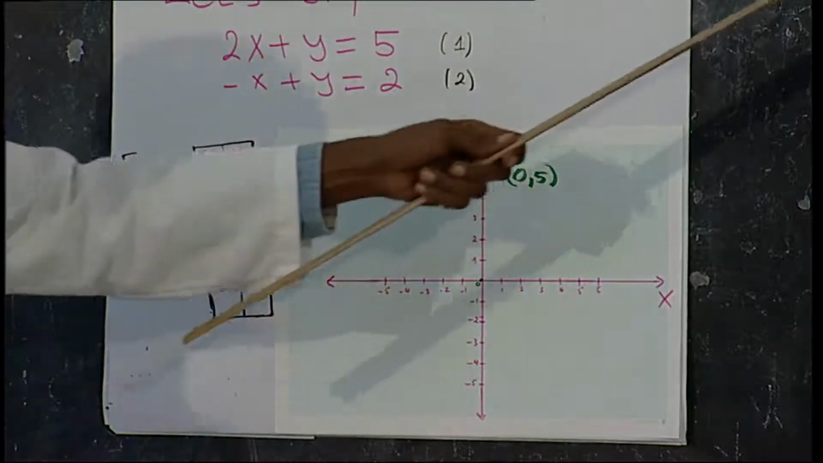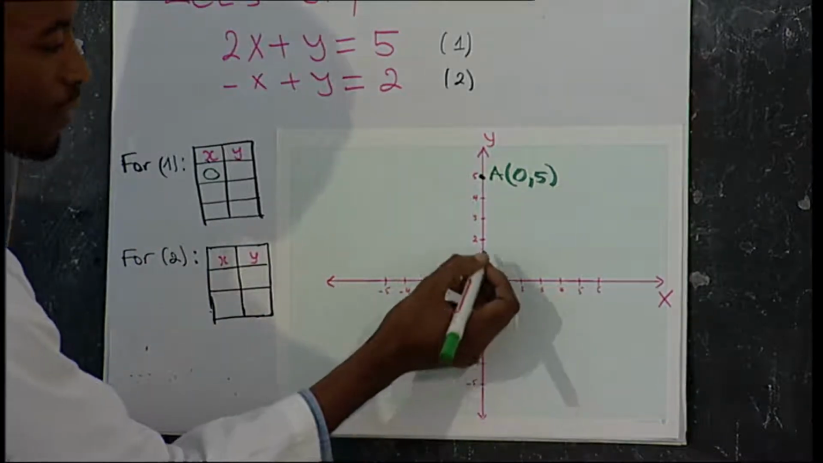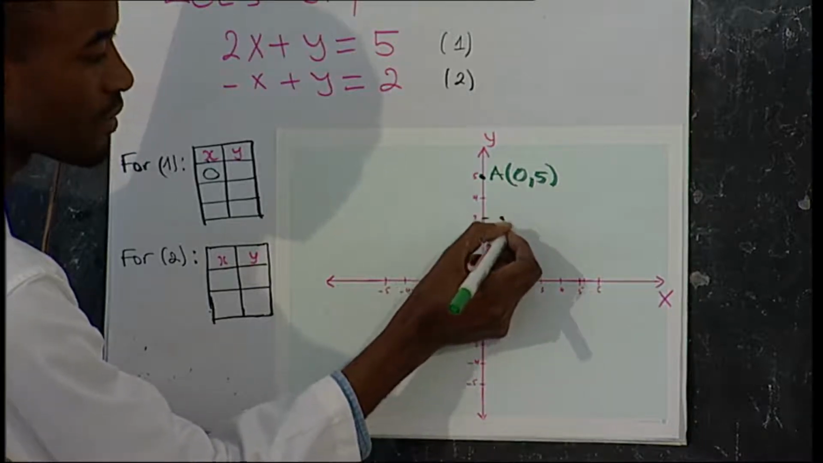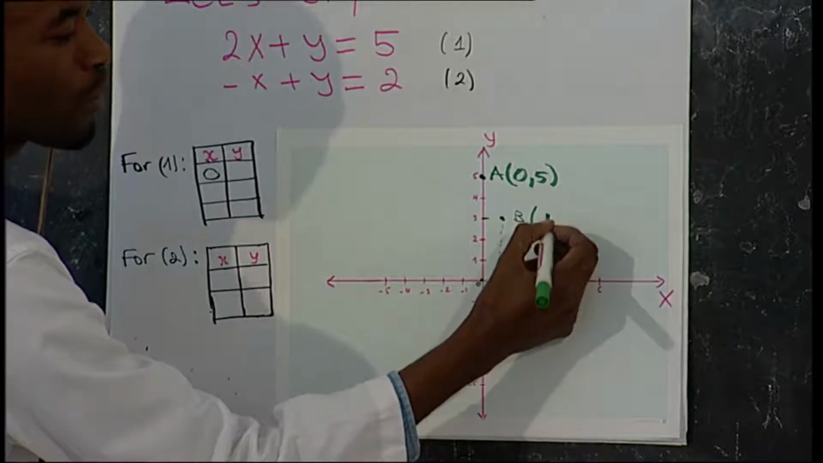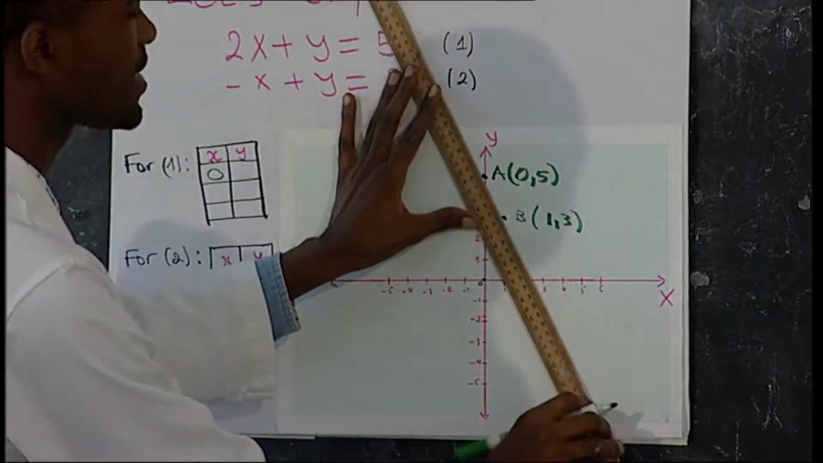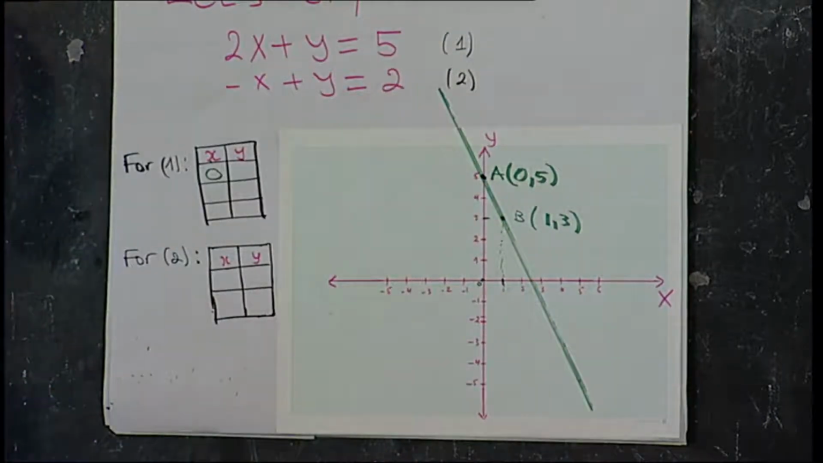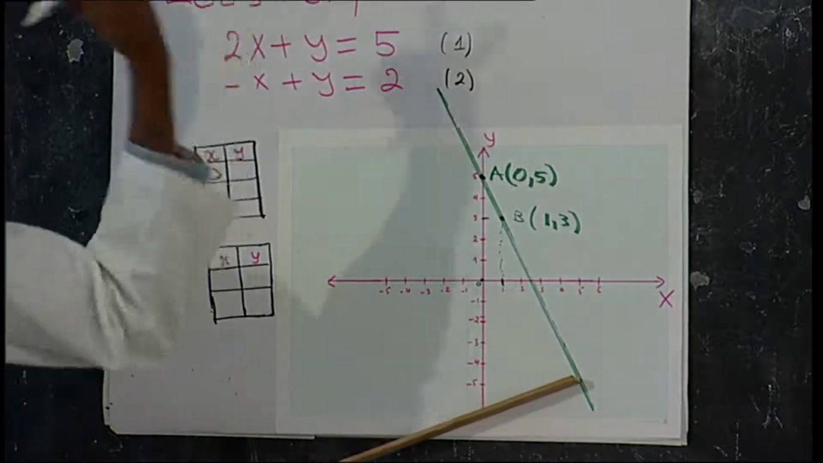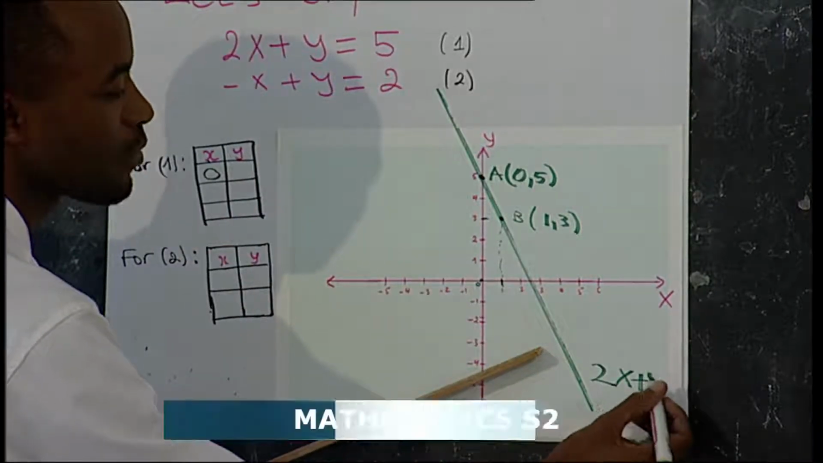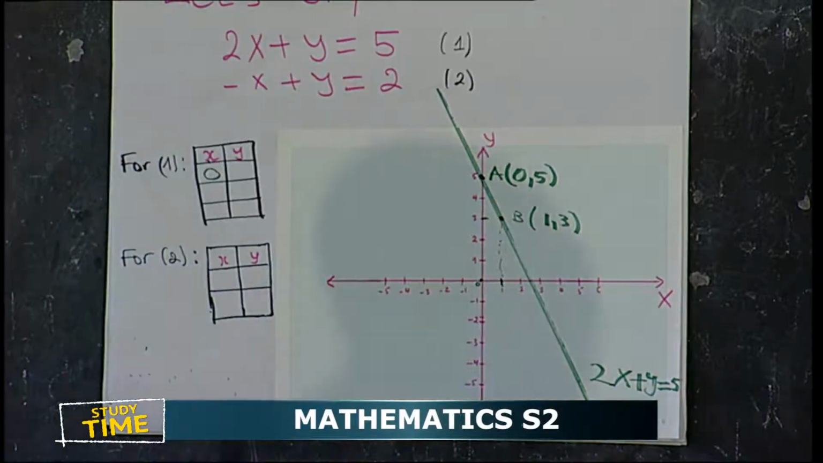Let's look at the second point. It is 1 and 3: 1 on x and 3 on y. It's up like this. This is another point B, called 1 and 3. You see? Now you have this line, a beautiful line here in green color. This is the line given by equation number 1, which is 2x plus y equals 5. We are done with the first line.